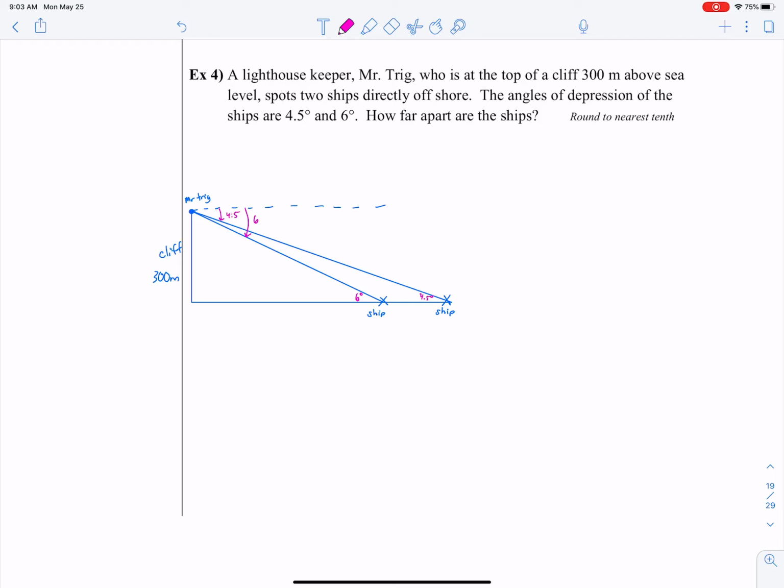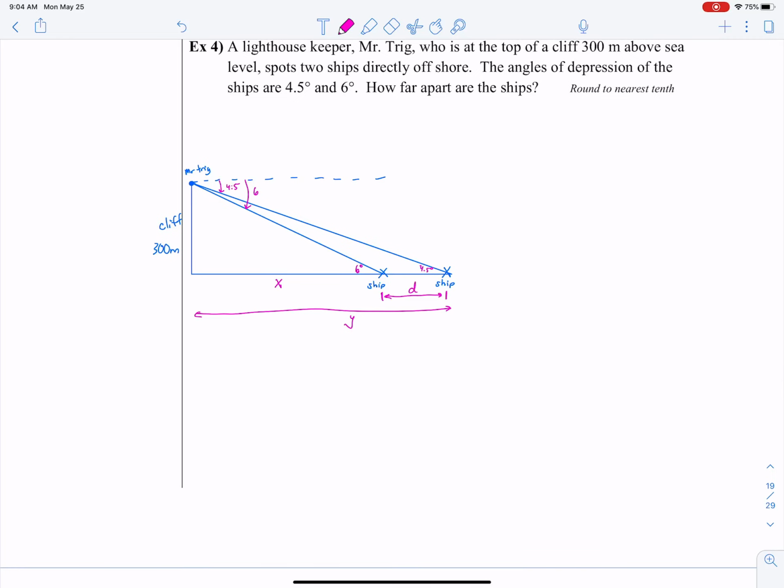So we have a few distances that we have to take into account. So it wants to know this distance. Okay, that's what the question is asking. To be able to find that, it means we need to find x, which is the distance from here to here. That's going to be x. And then we also need to find y, which is the big triangle, the whole thing there is y.